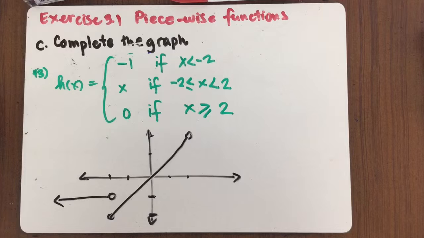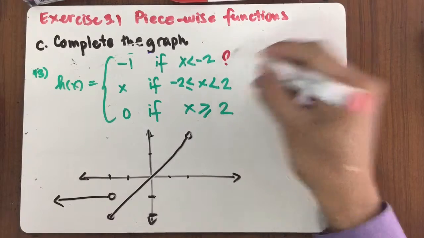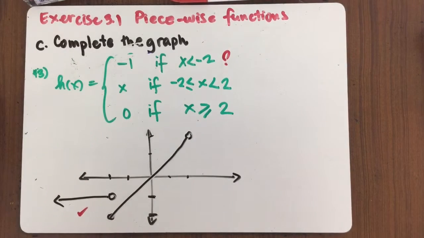Complete the graph. H of x is equal to negative 1 if x is less than negative 2. It is equal to x if x is greater than or equal to negative 2 but less than 2. It is 0 if x is greater than or equal to 2. This part corresponds to this one.